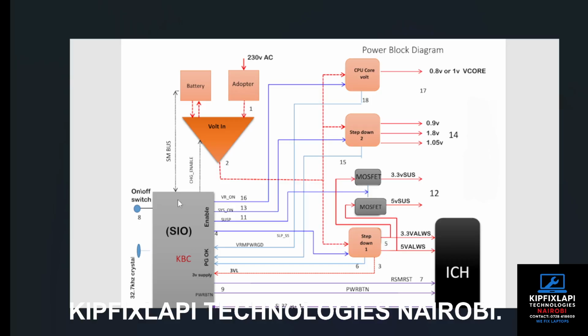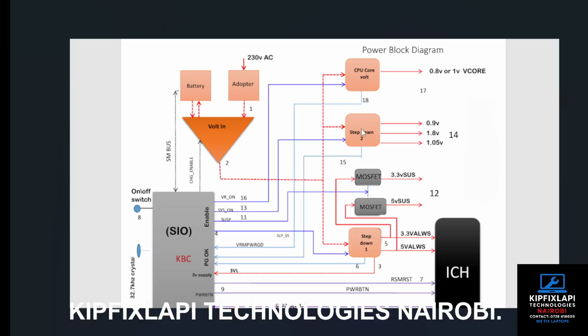Because if it is faulty or dead, it cannot control the voltage flow. It cannot regulate any voltages within the motherboard. Still, you might have a problem with charging, because you can see we need this SIO to communicate the information about the battery or to control the battery with the entire motherboard.